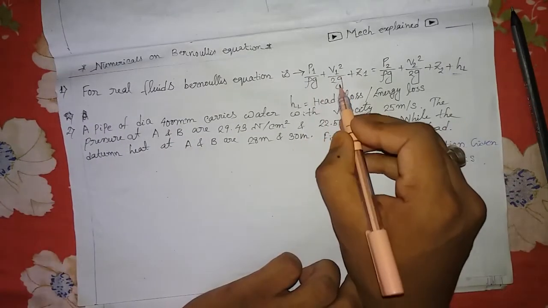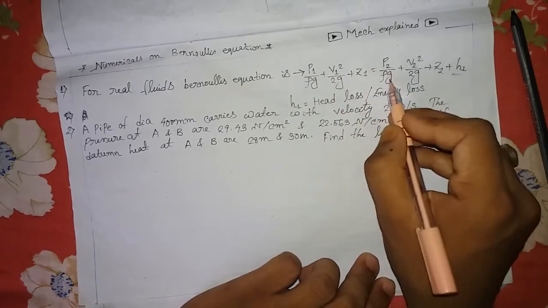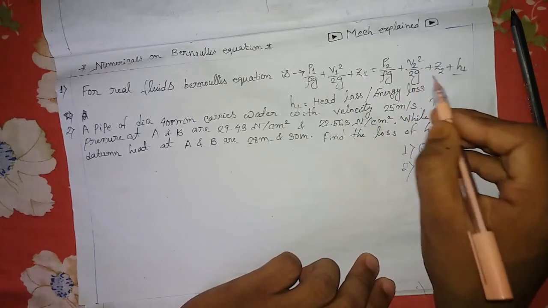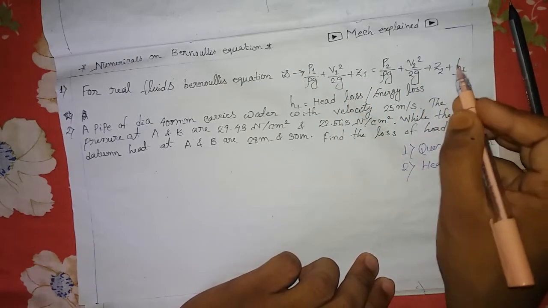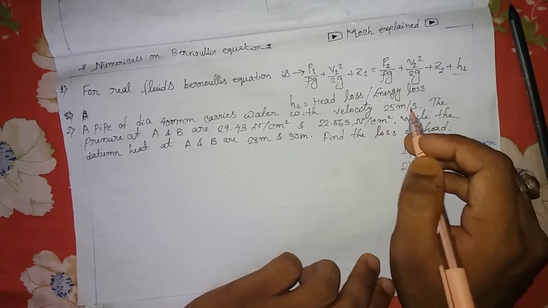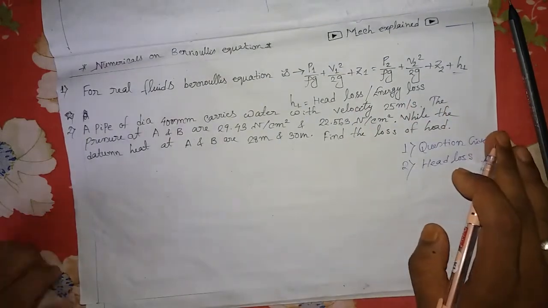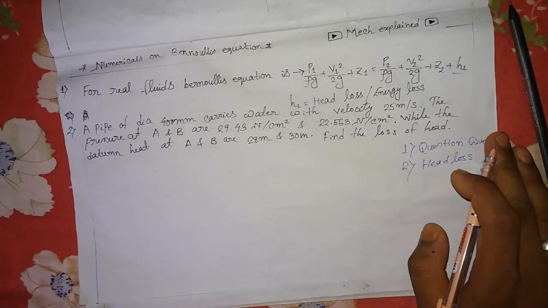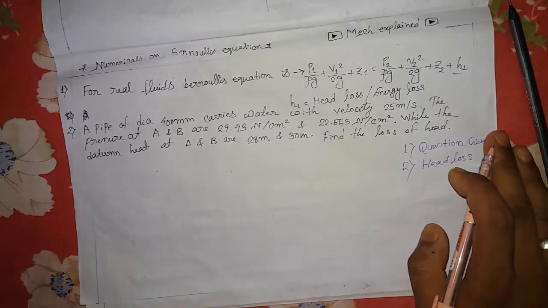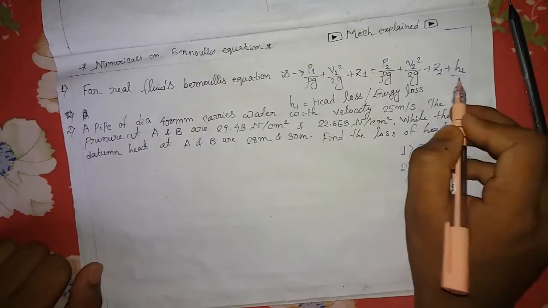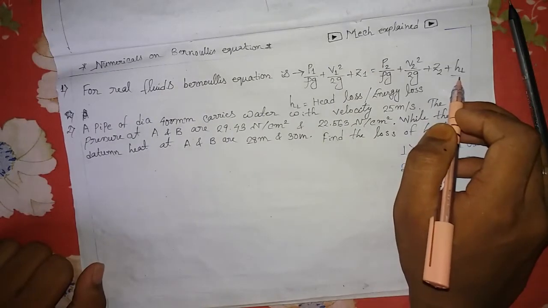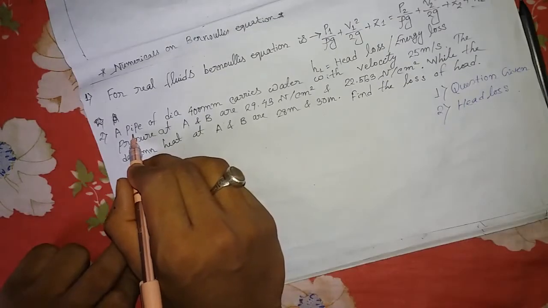P1 by rho g plus V1 square by 2g plus Z1 equals P2 by rho g plus V2 square by 2g plus Z2 plus HL, and this HL equals head loss or energy loss. We know in an ideal fluid there is no head loss or energy loss; energy is constant throughout the section, but in the real case this HL suggests that loss. Okay, so let's start reading the question.